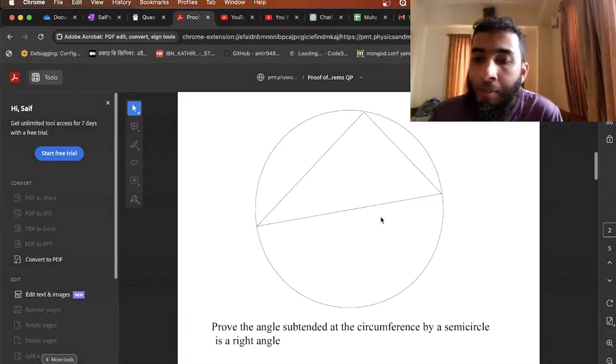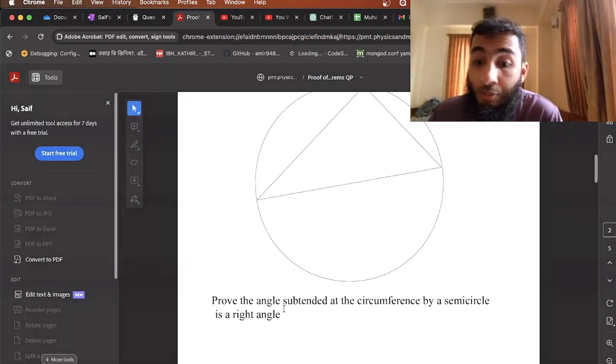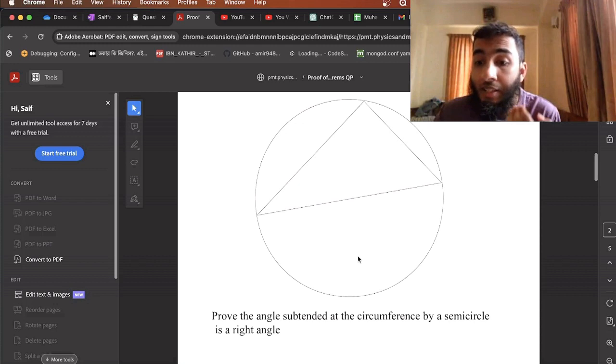If you look at problem number 2, it says that you have to prove that the angle subtended at the circumference by a semicircle is a right angle. So this angle subtended at the circumference at this point, this angle is 90 degrees.